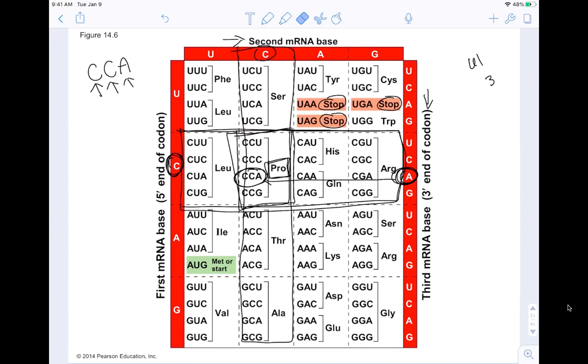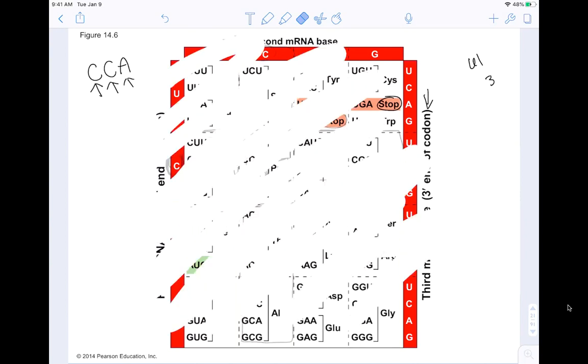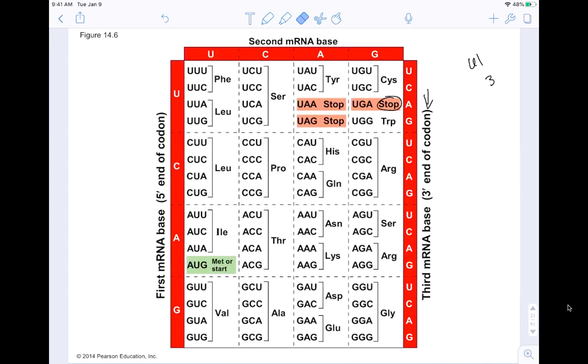Did it really matter? Can I erase this whole thing like this? Boom. Beautiful. Okay. So we just had CCA, and that made proline. So CCA equals proline. What if it was CCC? What does that make? Proline. What if it was CCU? What if it was CCG? All of those make proline. That's the only option because that's what's in this box right here.